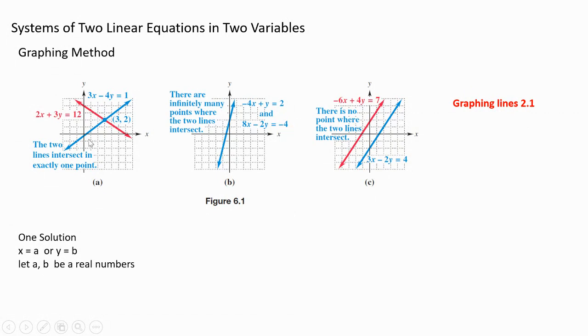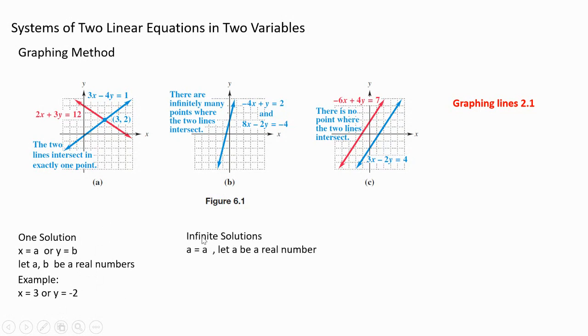Okay, for example, say that you're solving by substitution or by the elimination method. Once you get x equals a or y equals b, which means x equals a number, that means it's going to be one solution. And here in the legal math notation, it says let a and b be real numbers, which means a and b can be any numbers. Examples: x equals 2, or y equals 3. So this is a solution, x equals 3 or y equals 2.